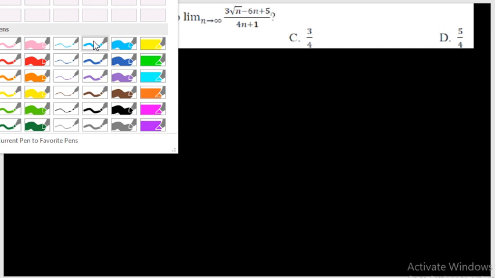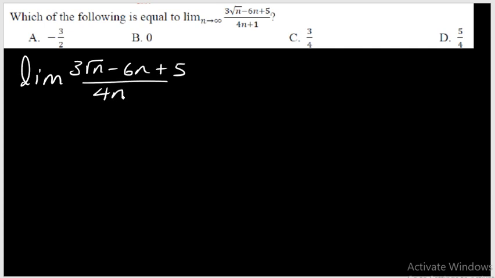The first question: which of the following is equal to the limit of the sequence, as you see here, a quotient sequence. It says the limit of (3 radical n minus 6n plus 5) the whole over (4n plus 1) as n goes to infinity. When we are finding the limit of a sequence at infinity, we'll try to divide each of the terms by the highest degree of the variable.